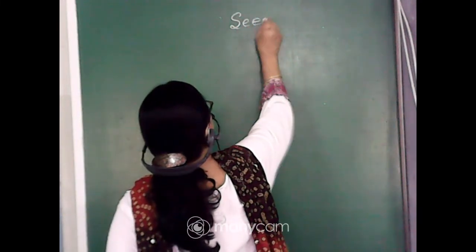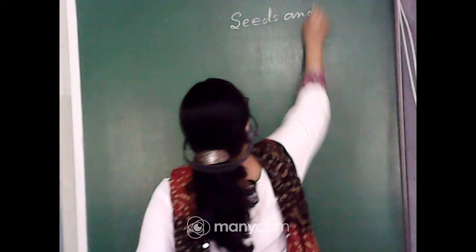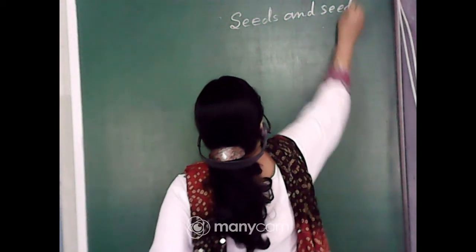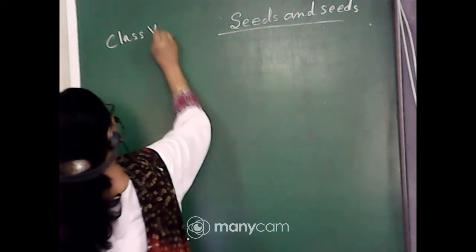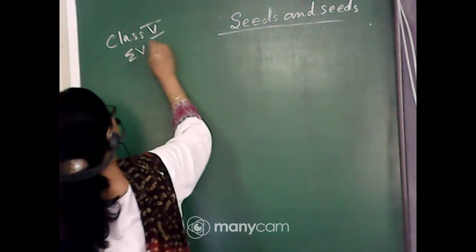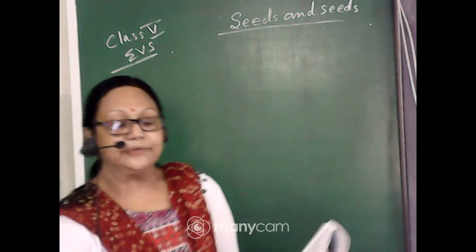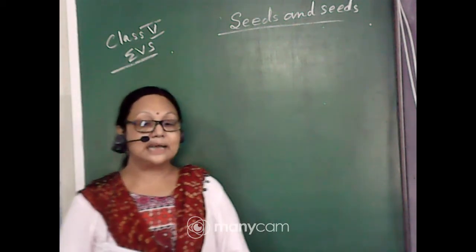Now look at your seed collection. Guess how many of these could have traveled by flying. So whatever your collection is, we know the light weighted seeds can travel from one place to another. So we will write seeds and seeds, class 5 EVS. Isn't it? So we are doing seeds and seeds, class 5.